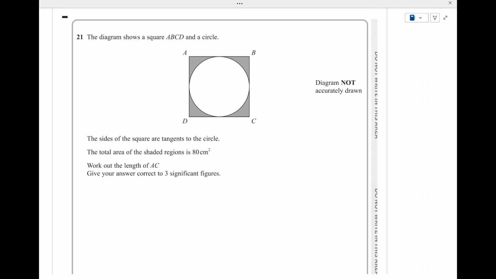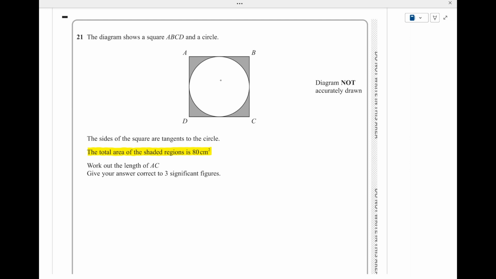Right, let's have a look at this question. Now, we've got a square and a circle. The sides of the square are tangents to the circle, so it all fits in exactly. Now, this is the important sentence. We're going to be able to use this to write an equation. The total area of the shaded regions is 80 square centimeters. Work out the length of AC.